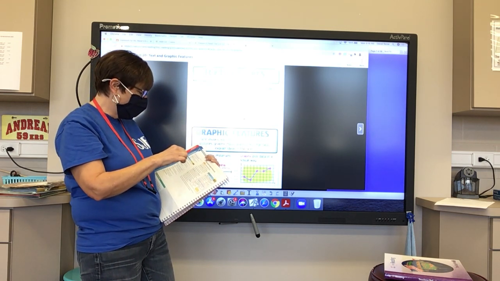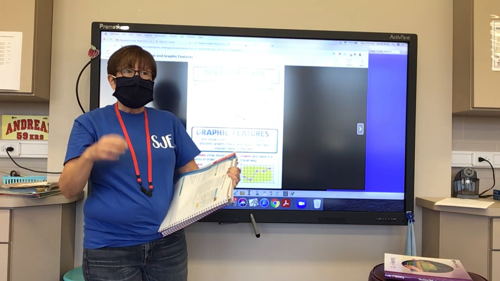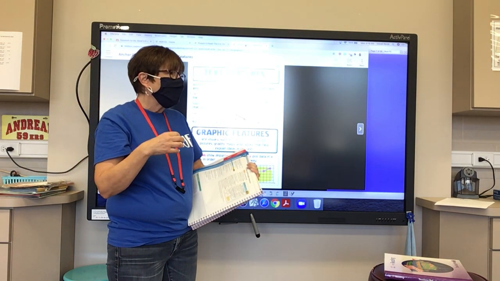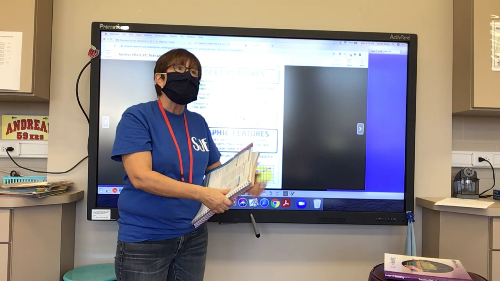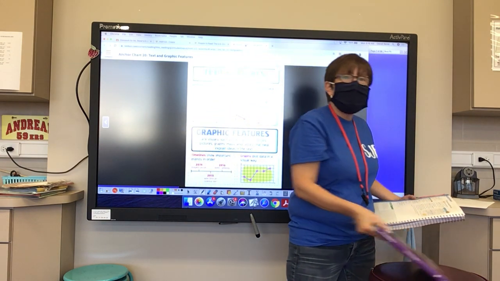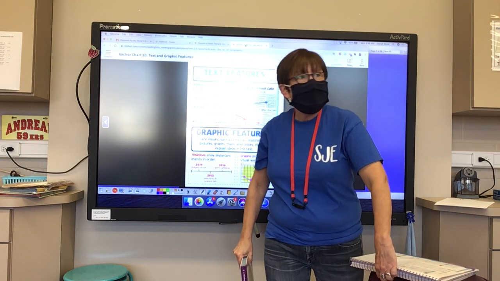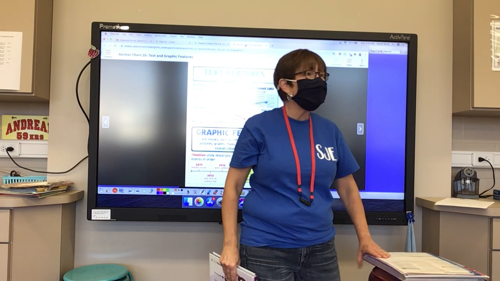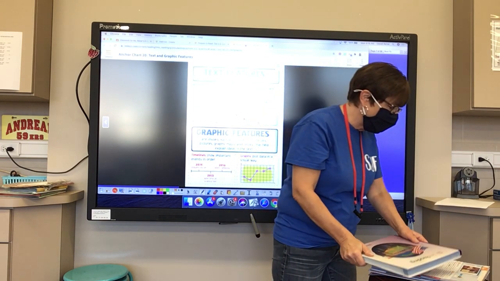So here's what we're going to do. We're going to be looking for some of those extra text and graphic features in our story, the U.S. Constitution, which is such an interesting story. I hope, has anybody shared any of this information with their parents that they've learned? No? Yes, you have? Very good. I'm so glad you have, because this is super interesting information.